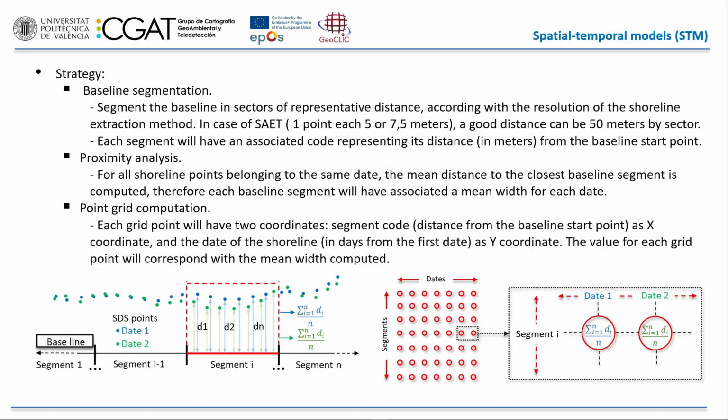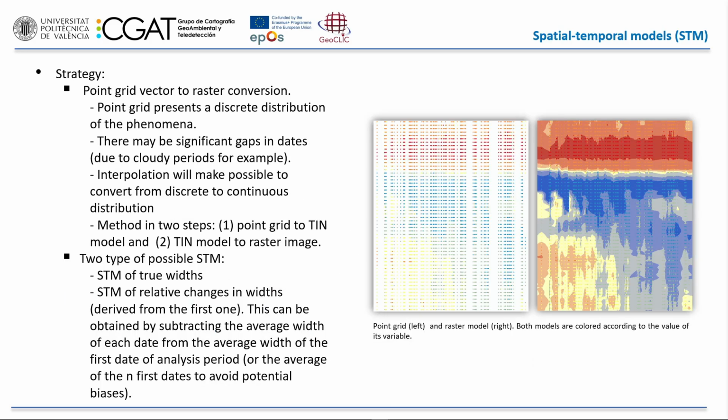Finally, we will organize the information in a grid point in the following way. On the x-axis we will arrange the dates. On the y-axis, the distance of each sector from the origin point of the baseline, and in each cell, that is, at the intersection between sector and date, we will have the value of the average distance. This grid points matrix represents discrete information of the average beach width phenomenon.